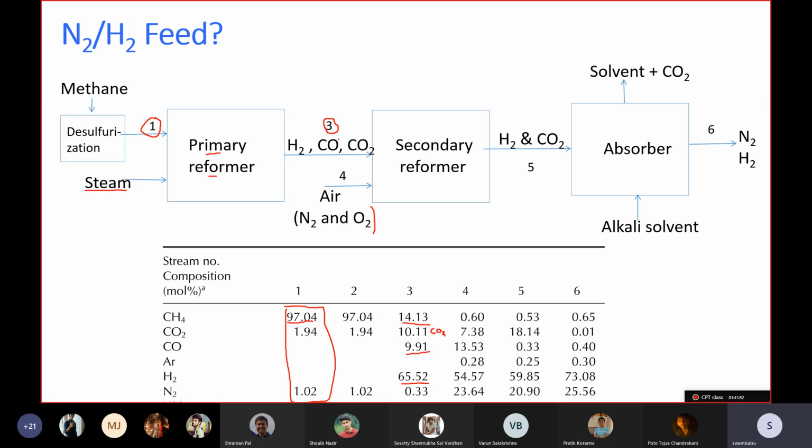We wanted to convert this carbon monoxide to CO2 as much as possible. The reason for converting is that CO2 can be separated from the gas more easily than carbon monoxide.